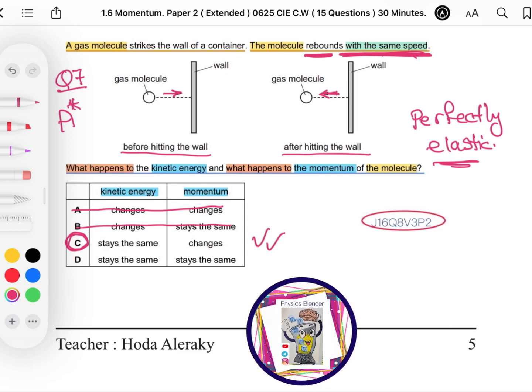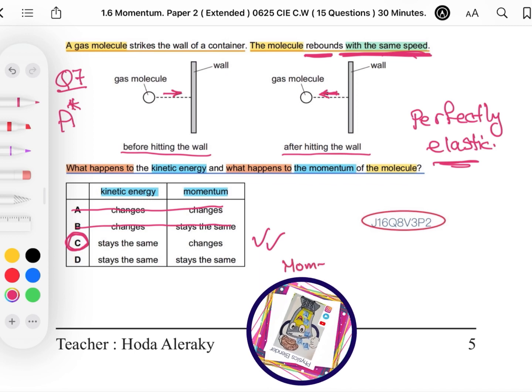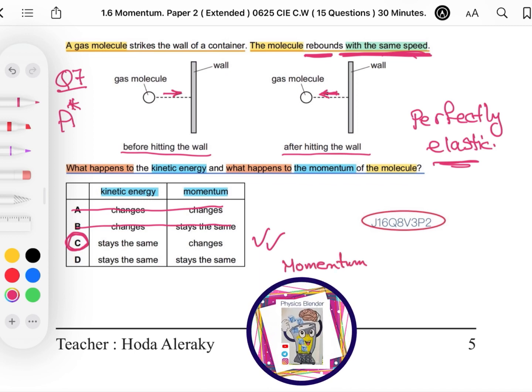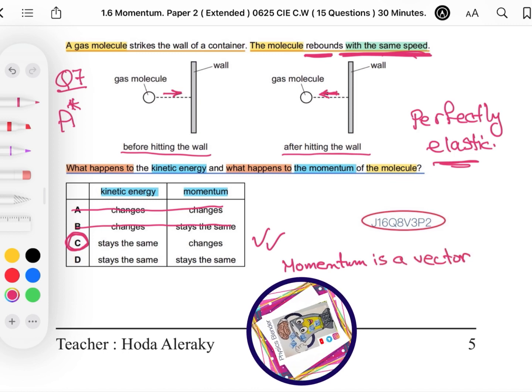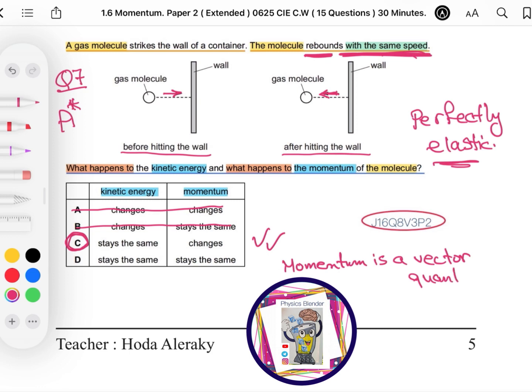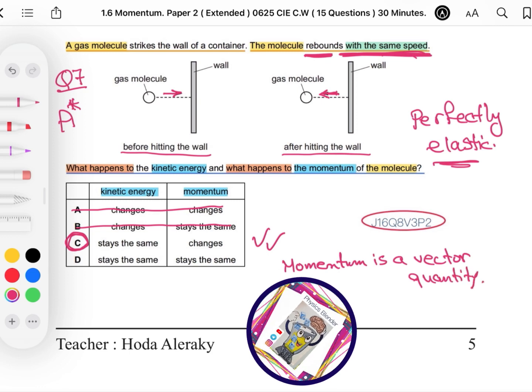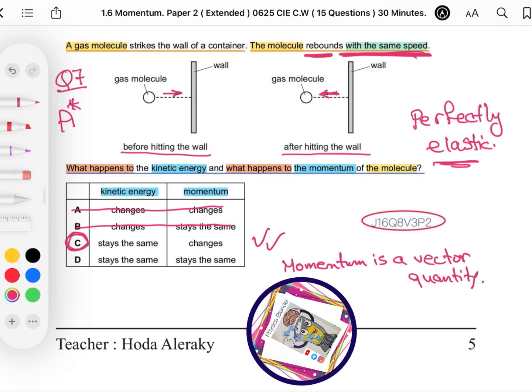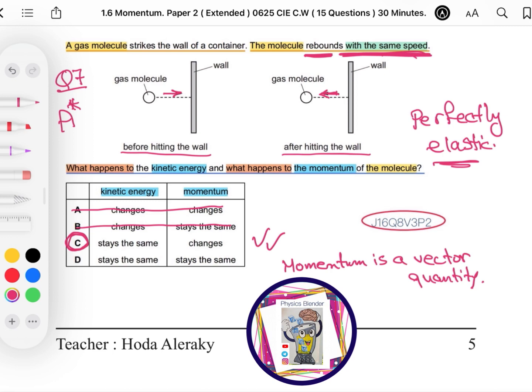We can write here that momentum is a vector quantity, so it depends on direction. It has magnitude and it has direction. Since the direction has been changed, the momentum is changed.